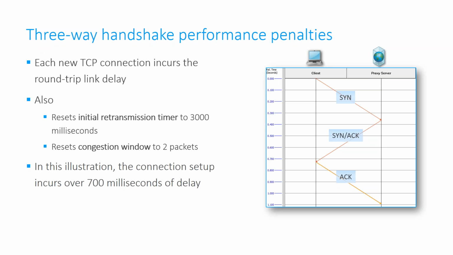There are two other things that happen that we care about in terms of performance when we open a new TCP connection. There's a parameter called the initial retransmission timer. That is set to 3 seconds by default. And there is a parameter called the congestion window, which is set to 2 packets by default.